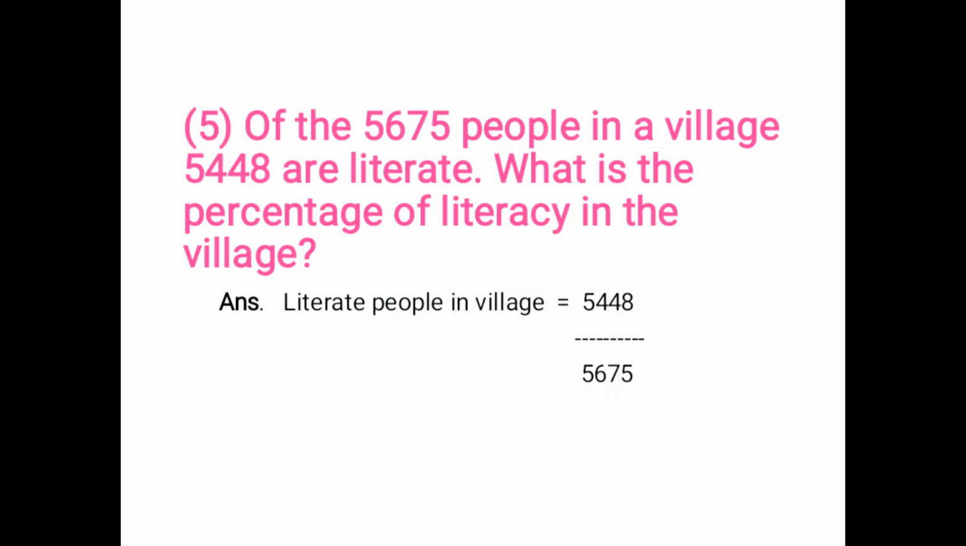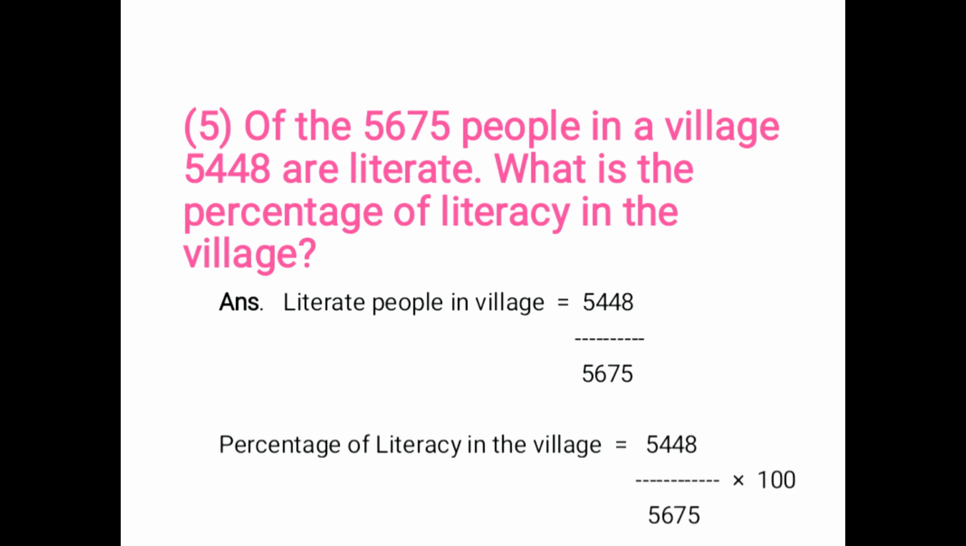You have to find the percentage of literacy in the village. How to calculate the percentage, in the first sum I have taught, the first method you can also do. Percentage of literacy in the village is equal to 5,448 upon 5,675 into 100. This you have to write if you want to calculate the percentage.